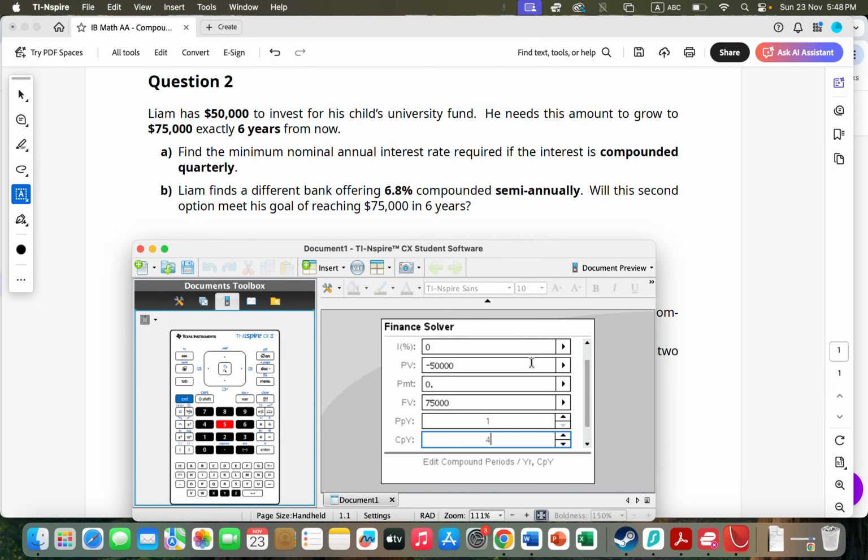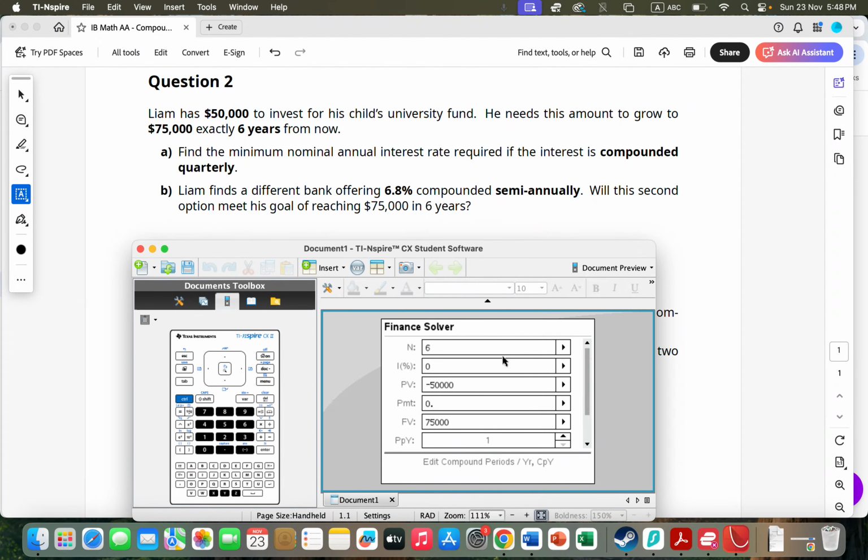And then I'll scroll up again. I'll go to the interest rate, press enter, and you're going to get the interest rate, which is about 6.82%. Okay, so that's going to be the interest rate that we're looking at for this question.